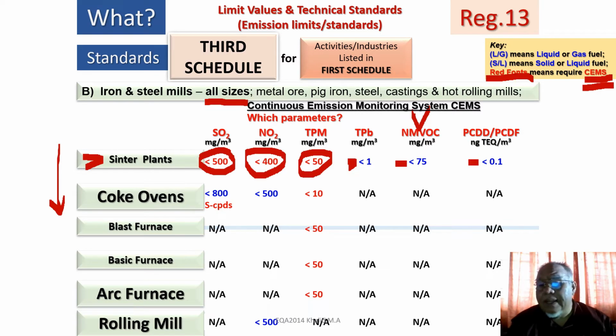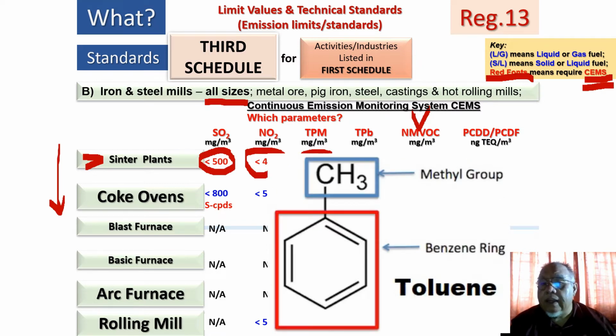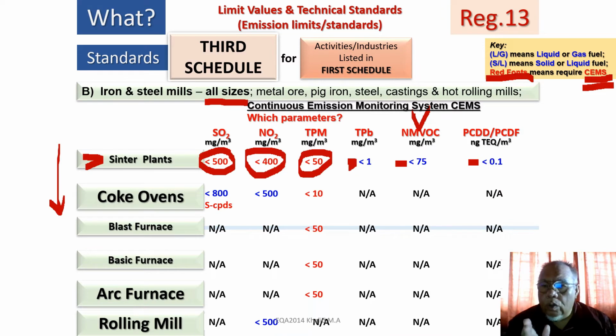For example, benzene, these are non-methane. But if you look at toluene, it has got one methane group outside the benzene ring. That will be methane volatile organic carbon. So you got to ask the chemist. And the law do have a list of attachment on this material.